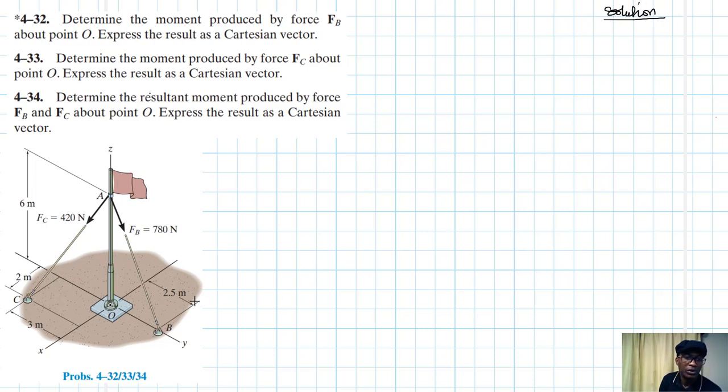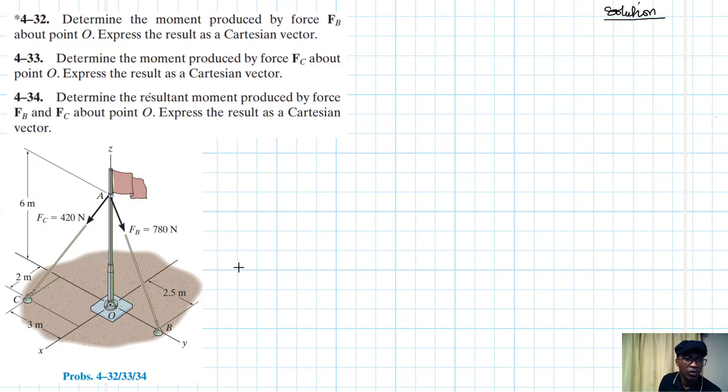Right, so we have two forces from point A supporting this particular cantilever beam, or supporting this column, and we are being asked to determine the moment about point O due to FB, later on due to FC, and then later on due to a combination of FB and FC.